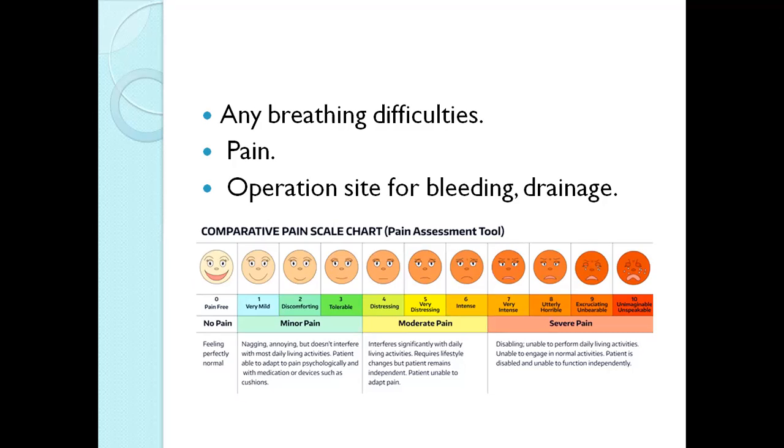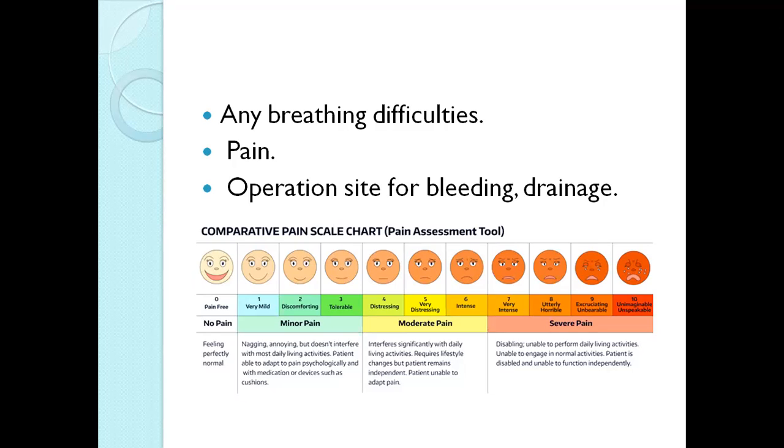If the patient is looking very distressed, very intense, becomes very agitated and very restless, you will know that the patient is having moderate pain. So moderate is 4, 5 and 6.